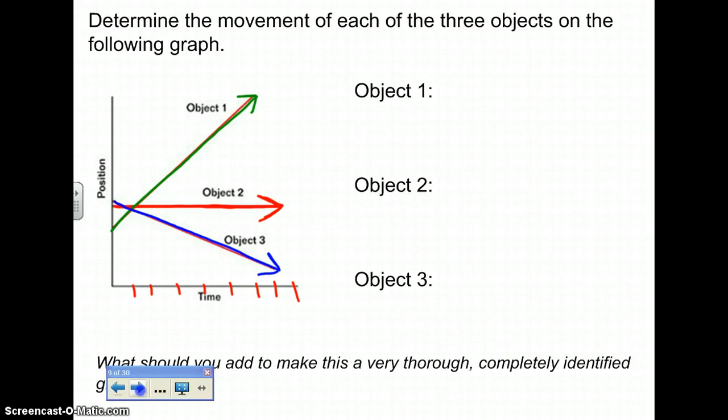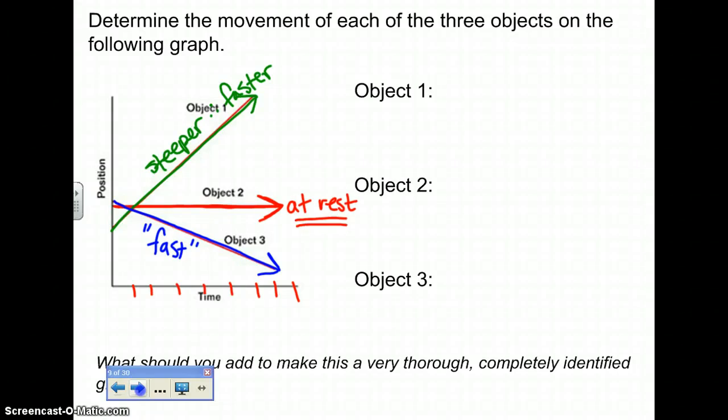Make sense? So what then you want to look at is the slope, the steepness of the slope. Look how number one is steeper, therefore traveling faster than this one right here. So it's traveling fast, we'll say, but not faster. And then obviously the red one is at rest. Don't say standing still. At rest is the physics term that you want to say about that.